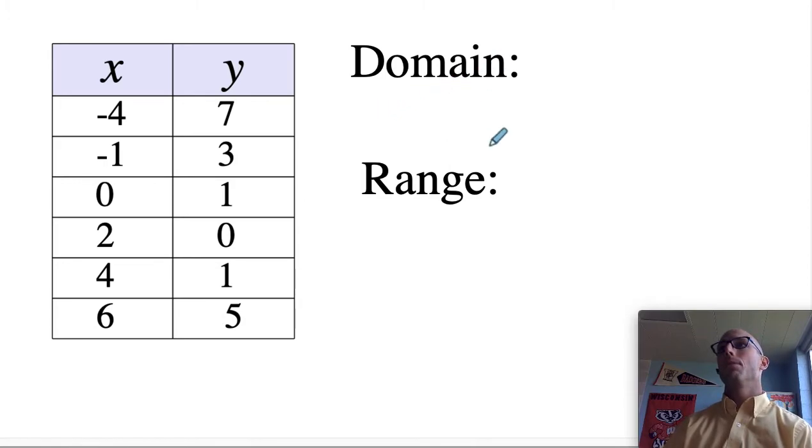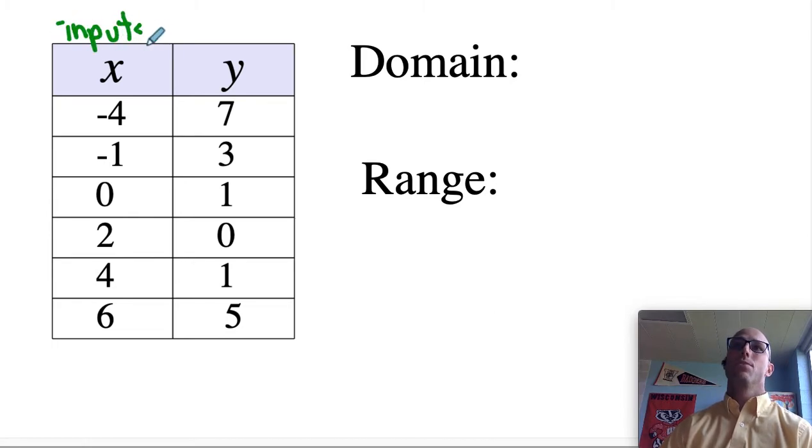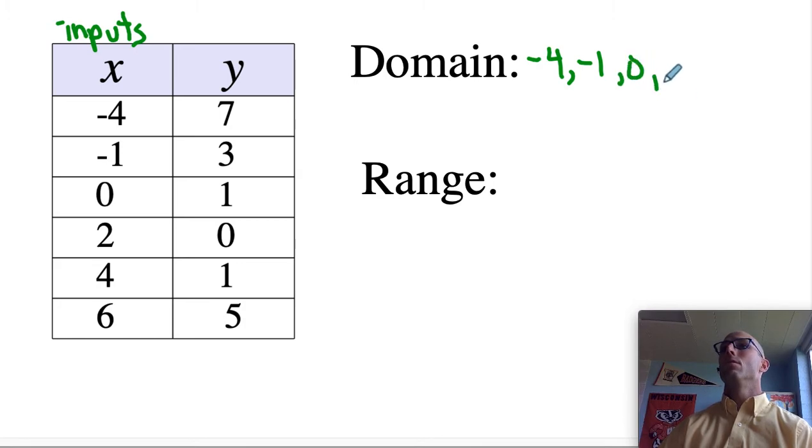So let's talk about it. Here's one of our problems. I want the domain and range of this function that's in a table. Based on my definition, the domain is just the set of all possible input values. In this case, it's just a short list of inputs, so I'm simply going to list those inputs. My domain includes -4, -1, 0, 2, 4, and 6. You can list it simply like that.